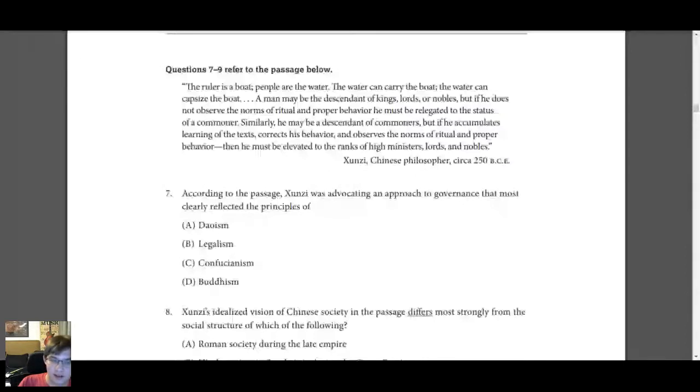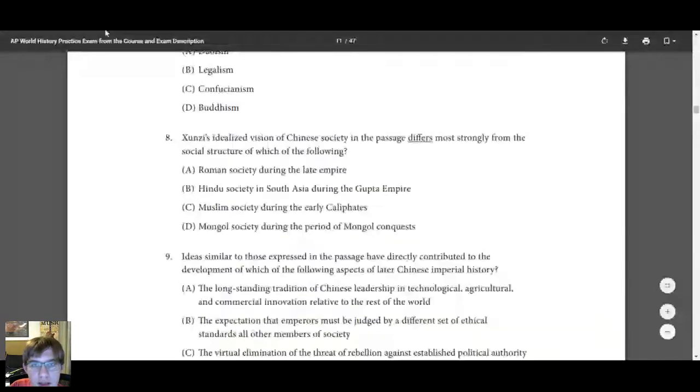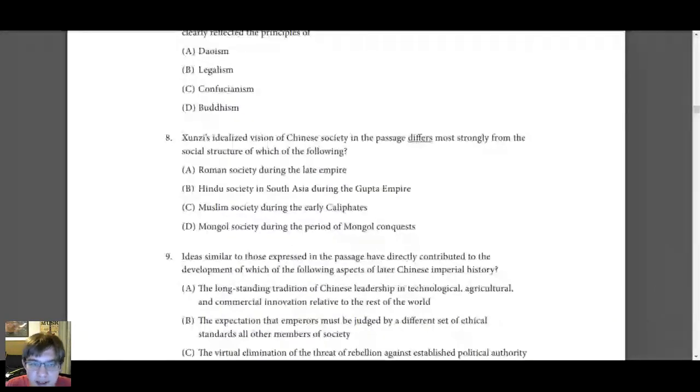So really, first of all, you can knock those out, but also Confucianism. It talks about the relationship between people and ruler. It's one of the 5 key relationships. The ruler is a boat. People are the water. You know, it's kind of an enlightenment idea in a little bit. So number 8, there we are. Xunzi's idealized vision of Chinese society in the passage differs most strongly from the social structure of which of the following?